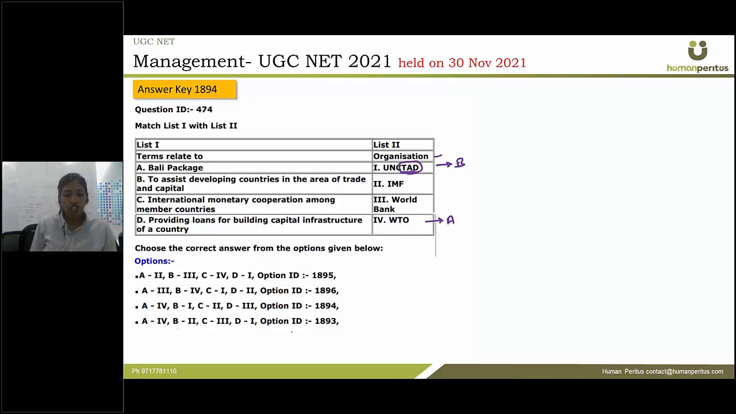International monetary cooperation among member countries. So who provides the monetary cooperation? It is the International Monetary Fund. So IMF provides the monetary cooperation. And providing loans for building capital infrastructure of a country, that is World Bank. World Bank provides loans to the countries. So we can easily identify it. So the answer is: for A, fourth; B, first; C, second; and D, third.